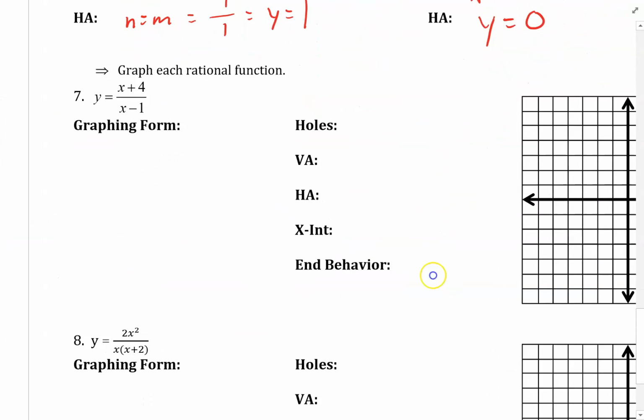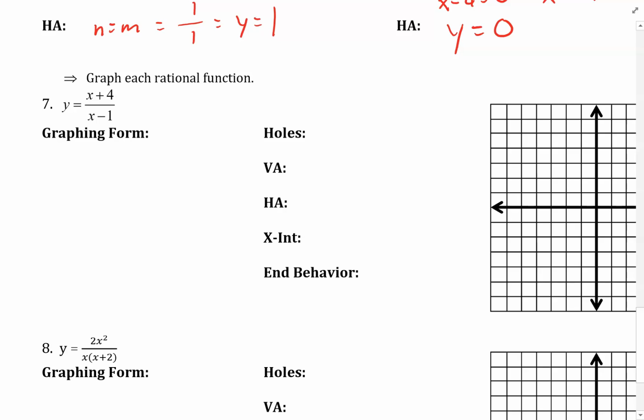Graphing rational functions. Number 7. So the first thing I need to do is get this into graphing form. So that's going to require me to do some long division. So I'm going to go x minus 1 goes into x plus 4. I look at x goes into x once. I'm now going to subtract this from my original x plus 4.